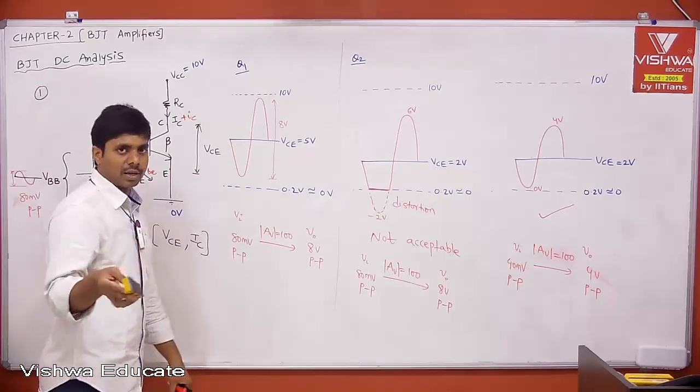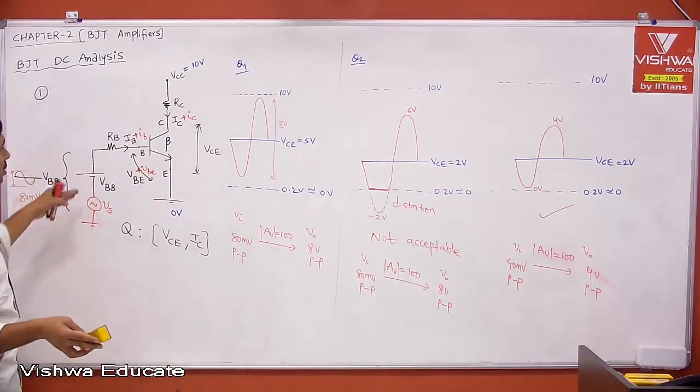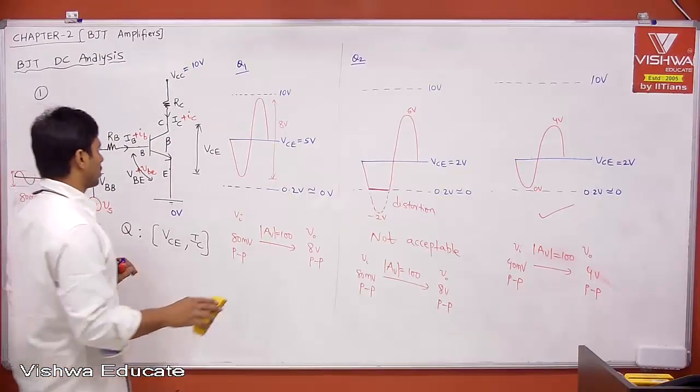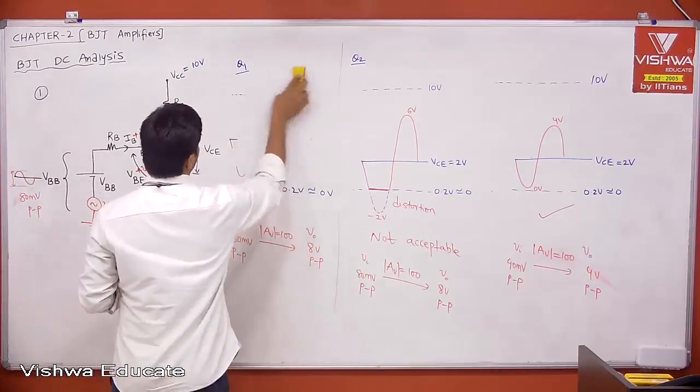Now you have to draw once again. Don't disturb the original circuit. Now draw it once again without any AC quantities, only DC quantities. Okay. Let me erase all these things.